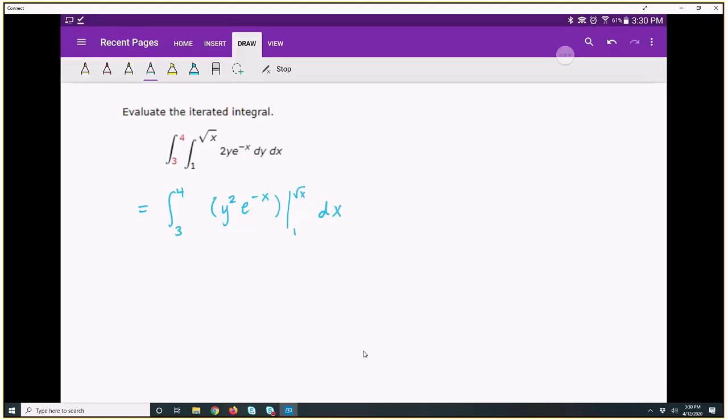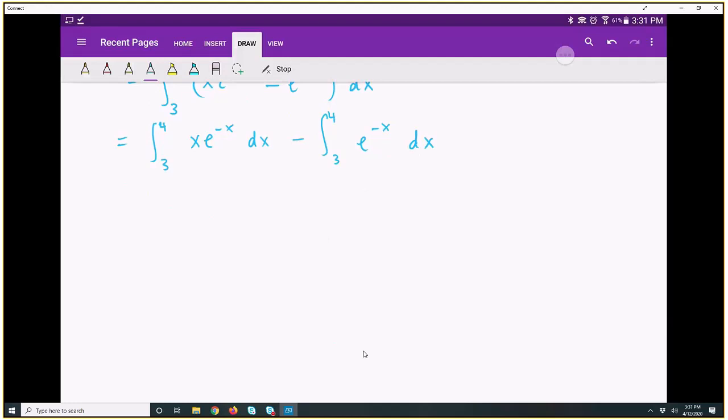And then integrate with respect to x. So this is integration from 3 to 4. I'll first plug in square root of x and get x e to the minus x. Then minus, plug in 1 and I get e to the minus x dx. So I want to write this as two separate integrations because this first part, x e to the minus x dx, will need integration by parts, whereas for the second part, just e to the minus x, this does not require integration by parts.